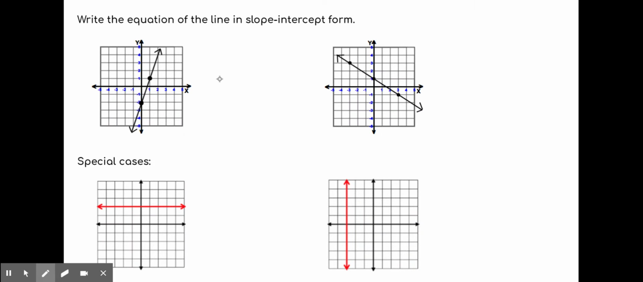Okay, so here are two graphs, and I think you can do this primarily on your own. Remember that to write the equation in slope-intercept form, we need the slope of the line, we need the y-intercept of the line, and then you need to write the equation. So I want you to look at this graph, find m, the slope, find b, the y-intercept, and write the equation.